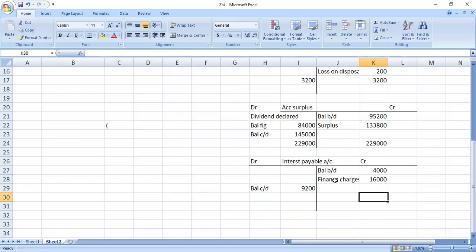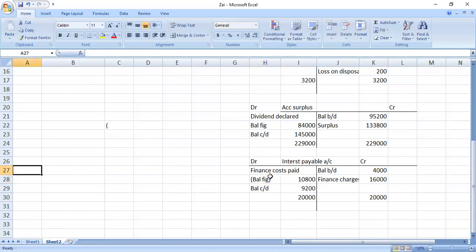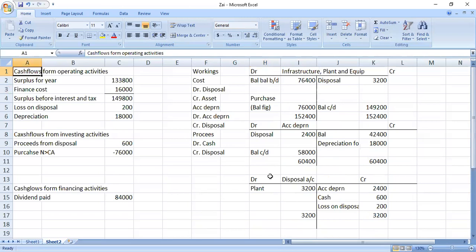So you try to balance it off to confirm how much was actually paid as finance costs. This is 20. This is 20. And I get the difference between the two. That balancing figure is what you call the finance cost paid, or interest cost paid. This is the balancing figure. So this figure here is what you take under your operating activities.